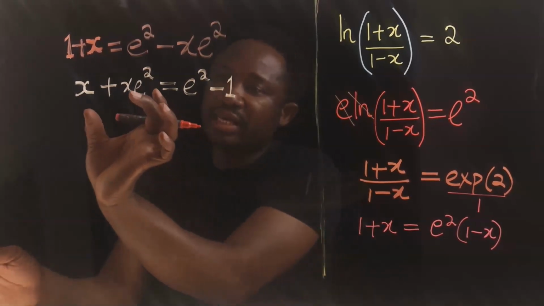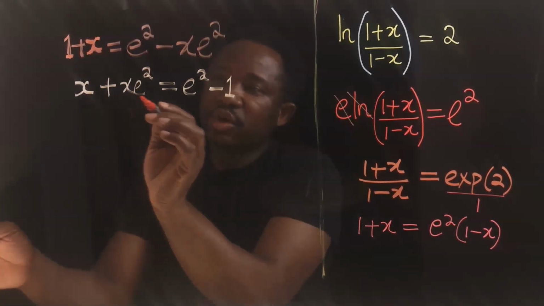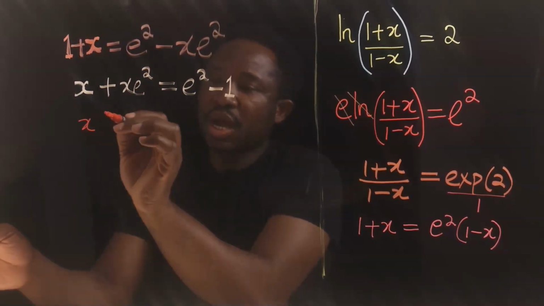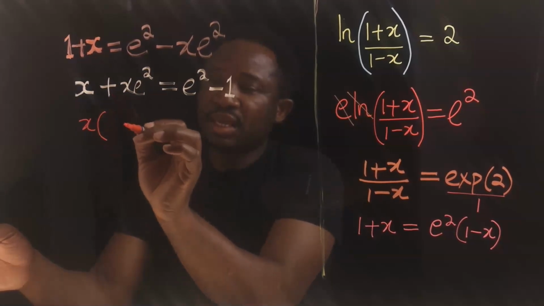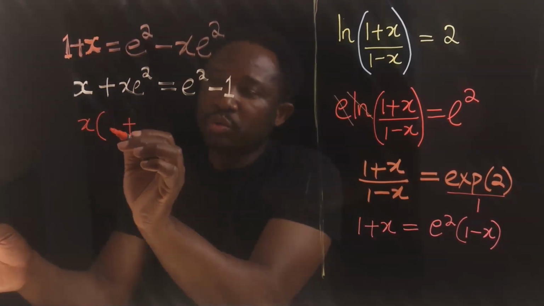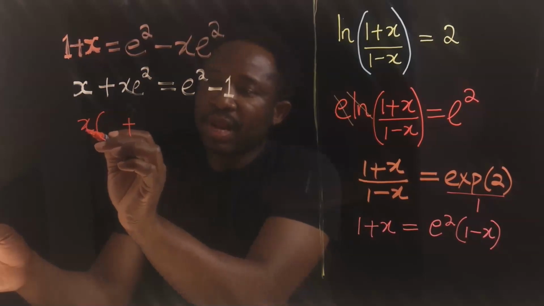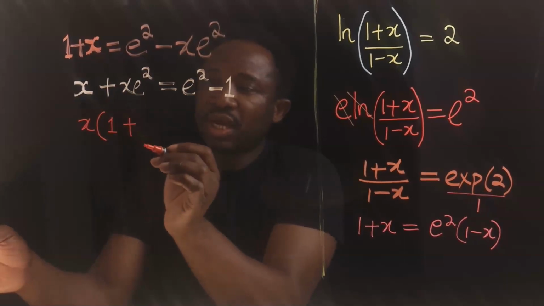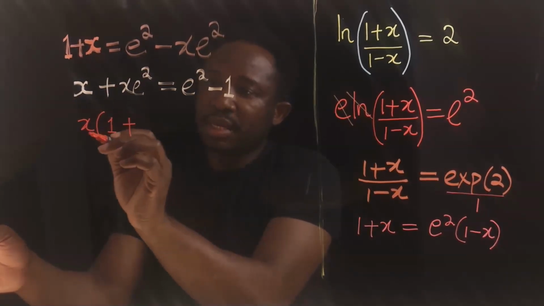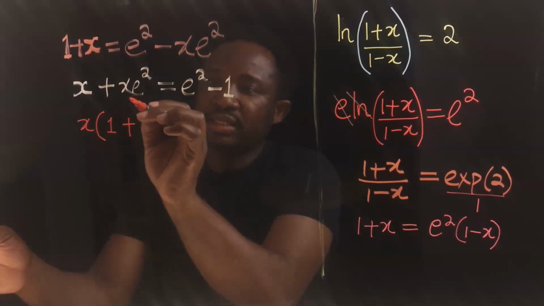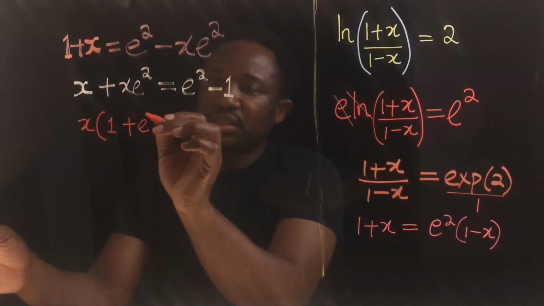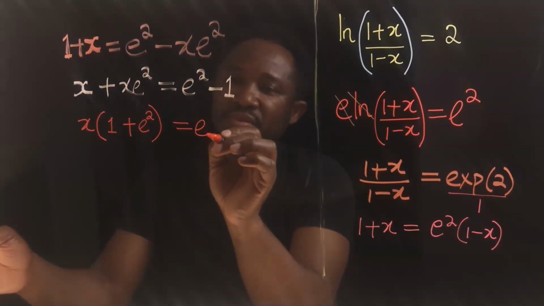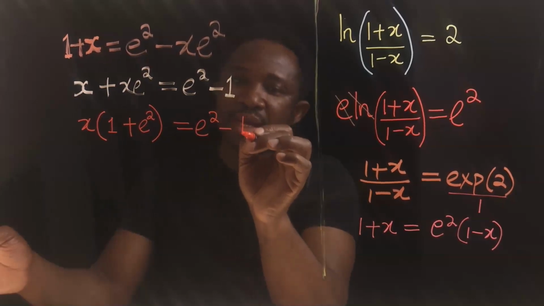I now have x on this side. X is common on both sides. I'll factorize x out. I'll open a bracket. This is plus. What will I put here? By the time it multiplies by x, x will return. It's going to be 1. And what will I put here? By the time it multiplies x, I will get x exponential 2. It is exponential 2. On this side, I now have exponential 2 minus 1.